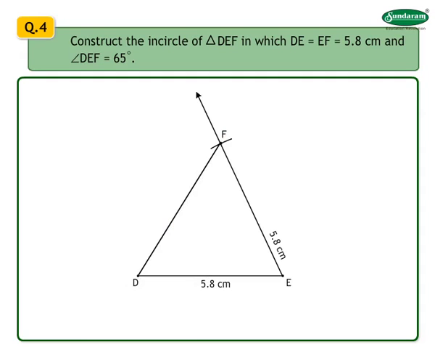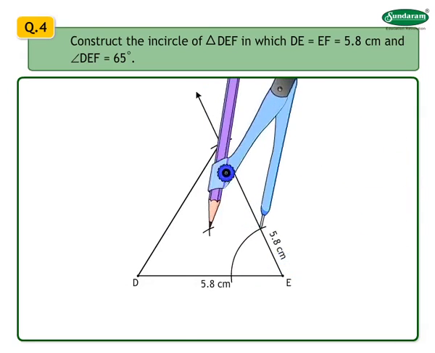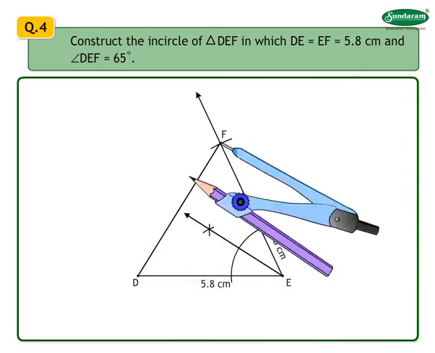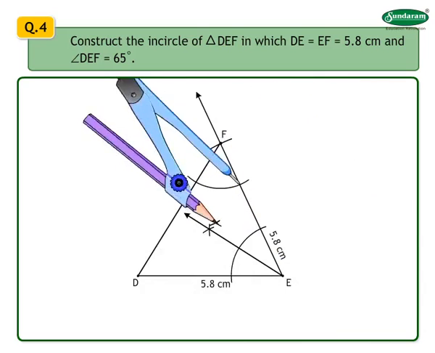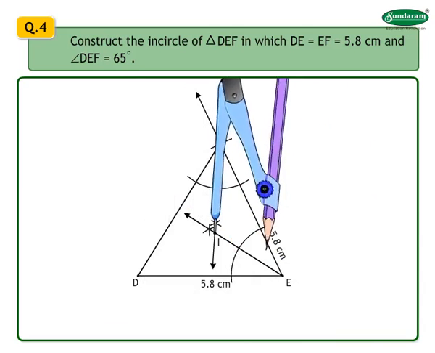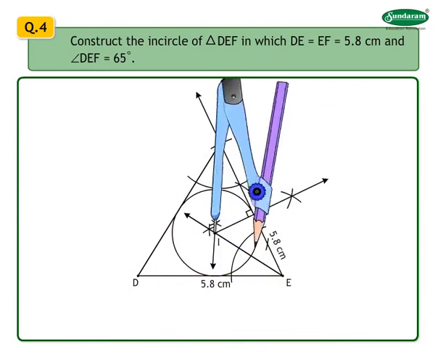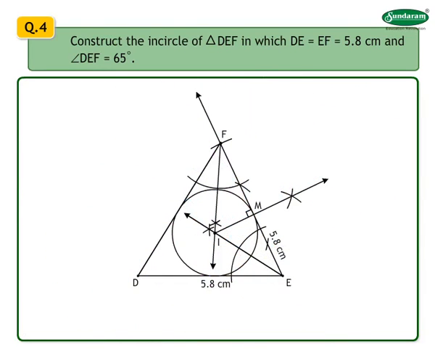DEF. Now, draw the angle bisectors of angle E and angle F. Let these bisectors intersect at point I. Now draw a perpendicular from point I on the side EF. Point M is said to be the foot of the perpendicular. Now draw a circle with the radius MI and center at I.